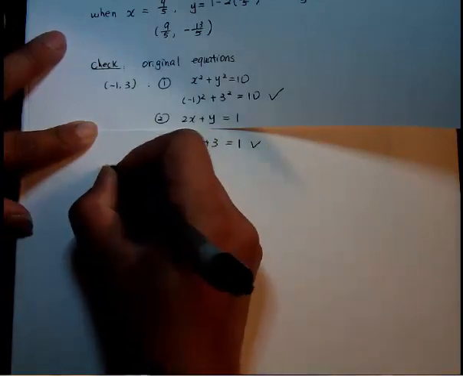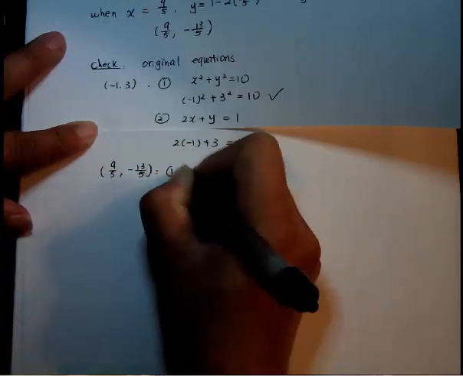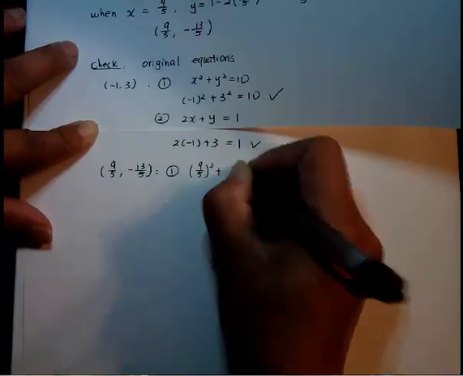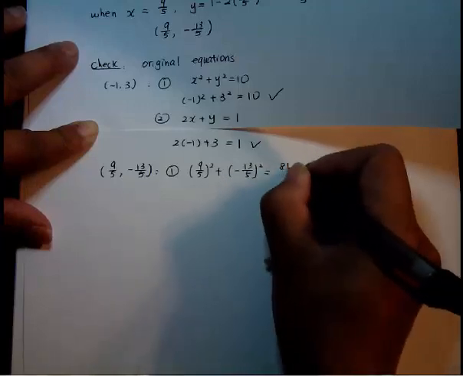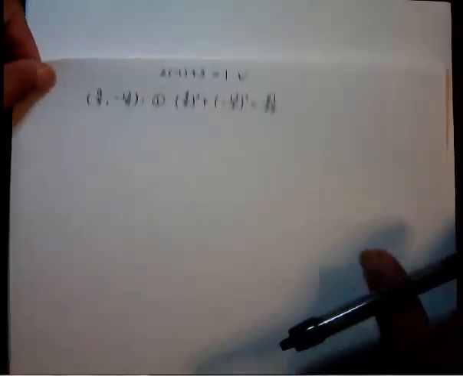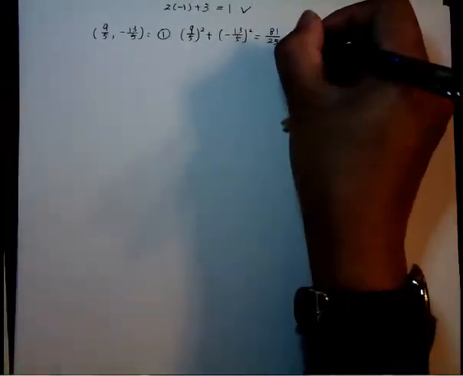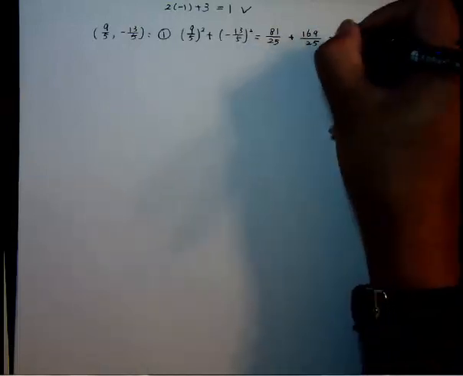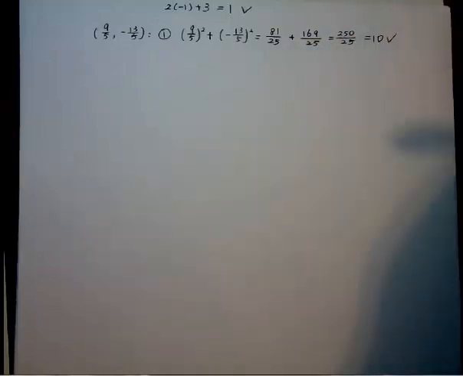How about the other ordered pair? (9/5, -13/5). Similarly, use equation 1. That's (9/5) squared plus (-13/5) squared. We are checking, is that equal to 10 or not? So that one is 81 over 25 plus 169 over 25. And that will give us 250 over 25. Yes, equal to 10. So the first equation is satisfied.